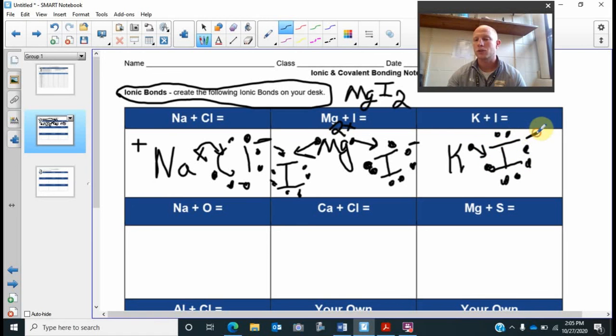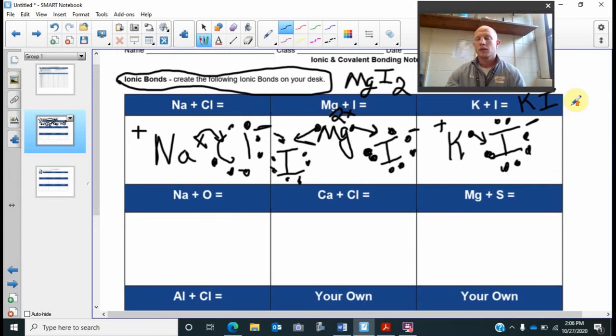It gained an electron, so it becomes negatively charged. Potassium gave up that electron, became positively charged. Now these oppositely charged ions, potassium iodide, will now stick together and form a covalent bond. So it'd be potassium iodide.